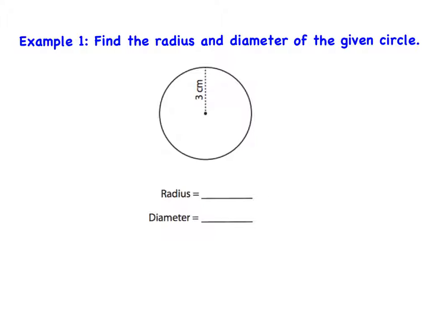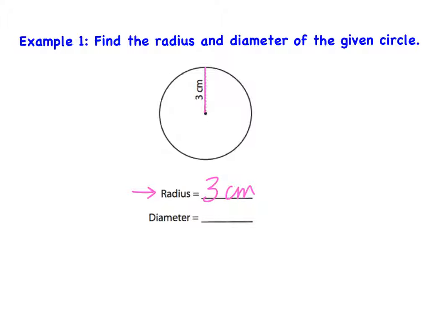Looking at this first example, if I look at this picture, I'm given something from the center out to the edge of my circle. It goes half the way. And I know that's a radius. My radius is 3 centimeters.